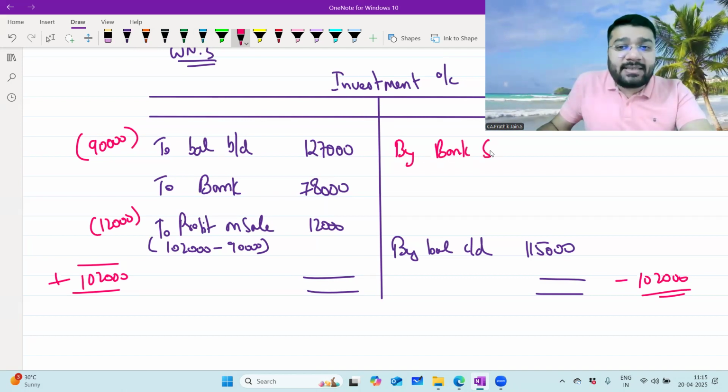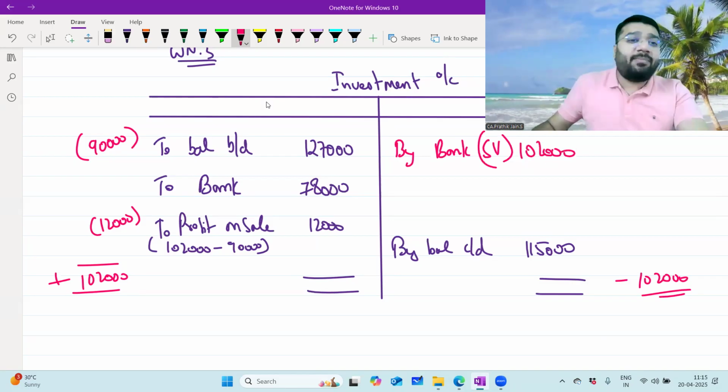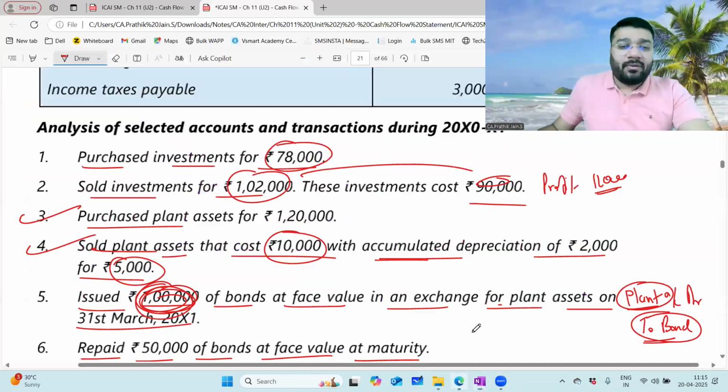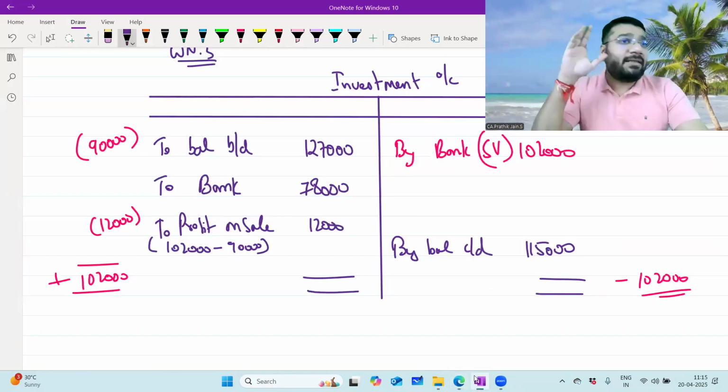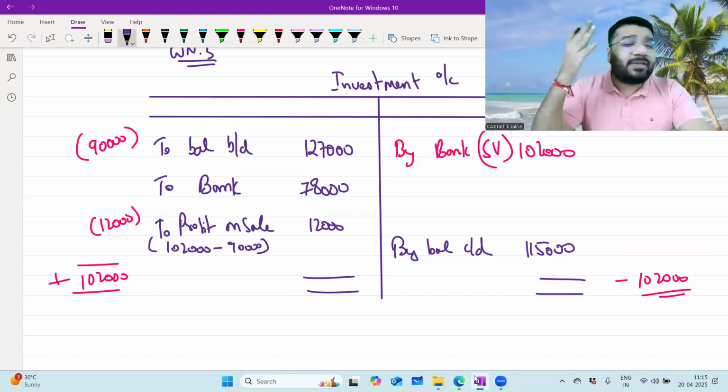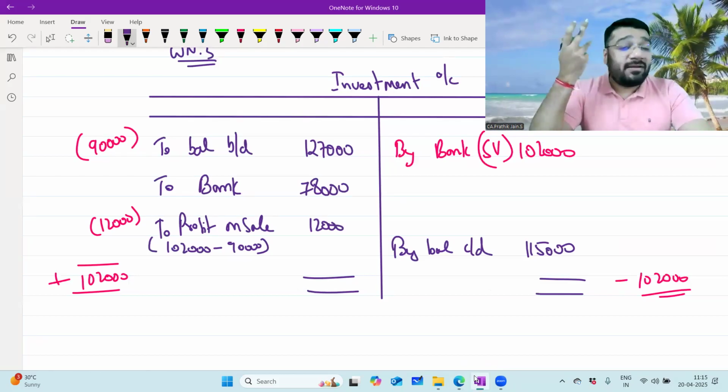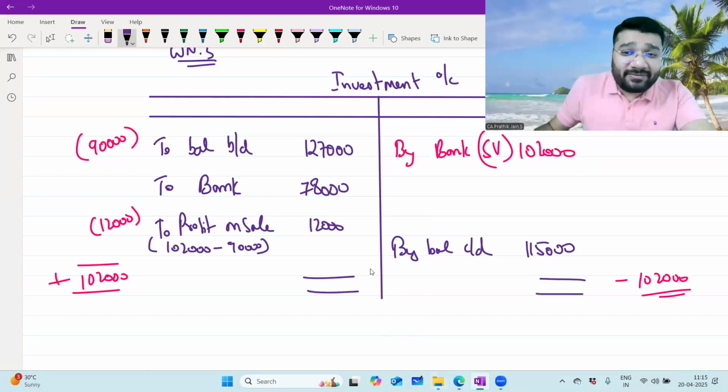By bank, this is the sale proceeds, the sale value, 1,02,000. Any problem? No, sir. Both the adjustments done? Now the ledger should balance. If it is not balancing, there's a balancing figure we have to see. Lucky fellow you guys are. How much is it? 2,17,000.